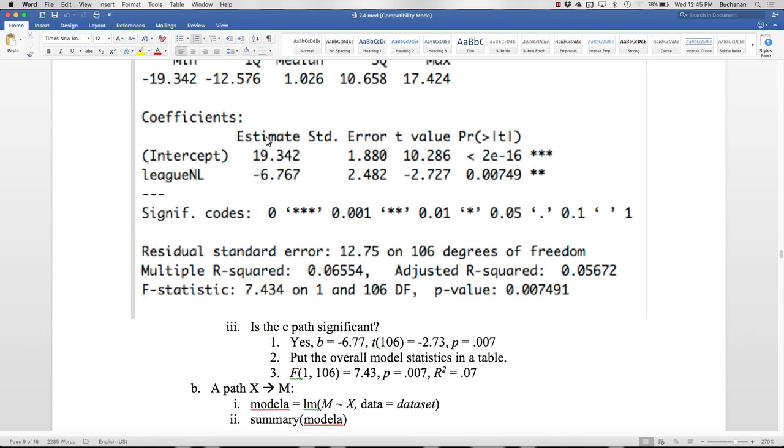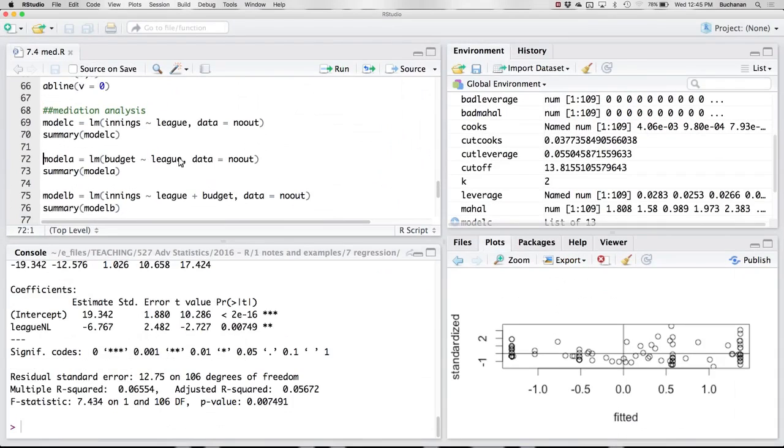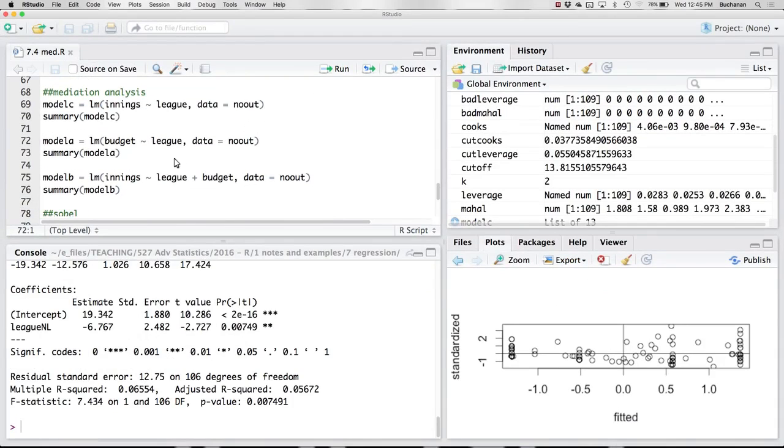All right, so it does predict. Then we would move on to the A path. Budget. Spelled correctly. And so does league predict budget?